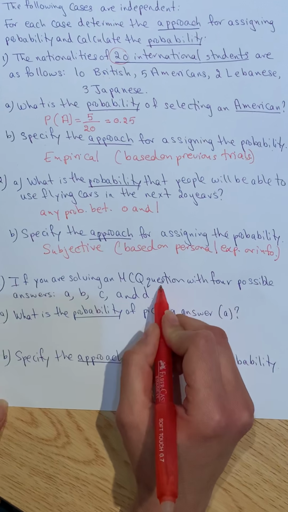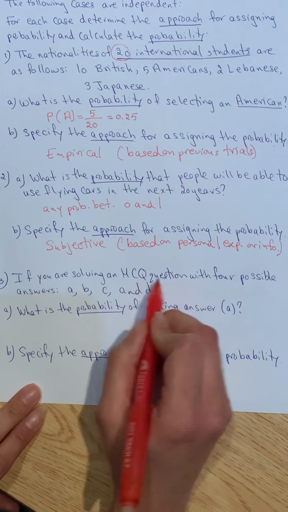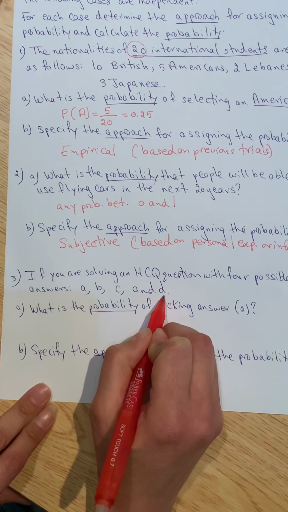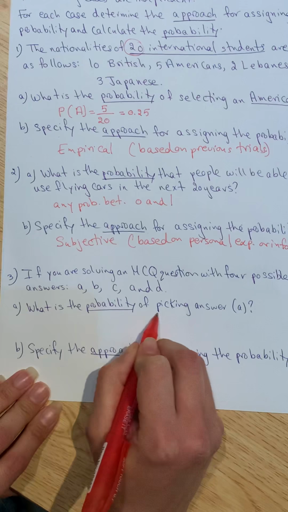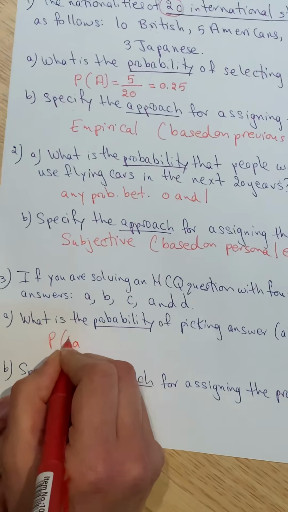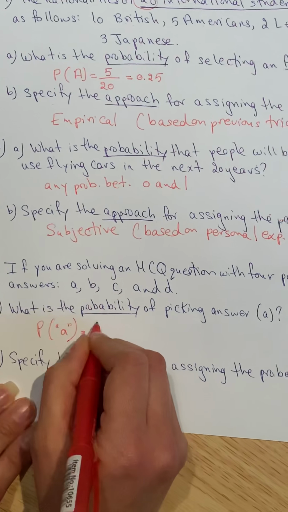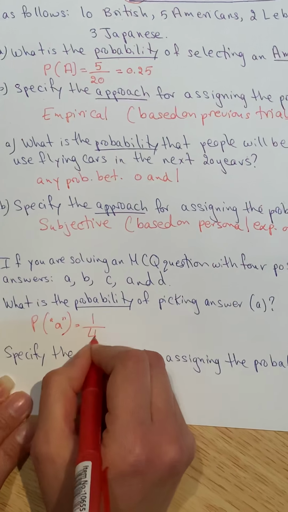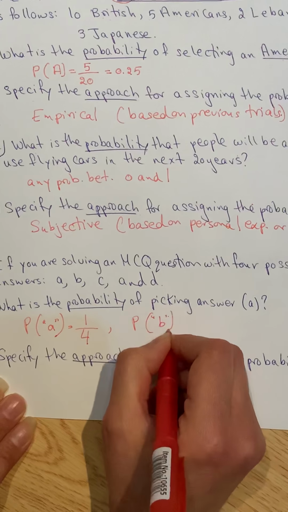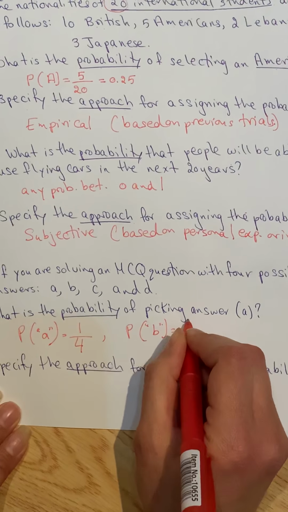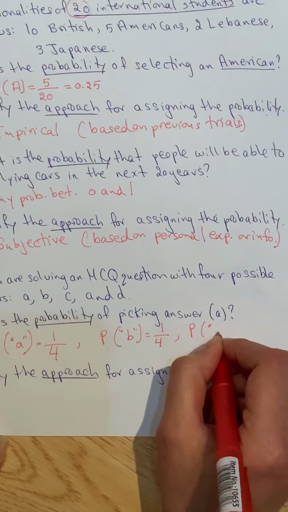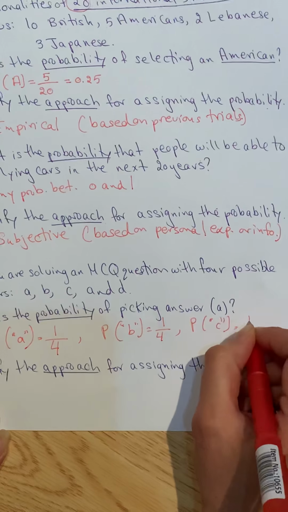Okay. As for the third case, if you are solving an MCQ question, it's a multiple choice question. As usual, the multiple choice question has 4 possible answers. It's either A, B, C, or D. Okay, so what is the probability for picking an answer A? Probability to get an A as an answer, it's 1 out of 4. If you want to find, let's say, the probability for picking a B, you will again get 1 over 4. The same applies if you pick C. It's also 1 over 4.